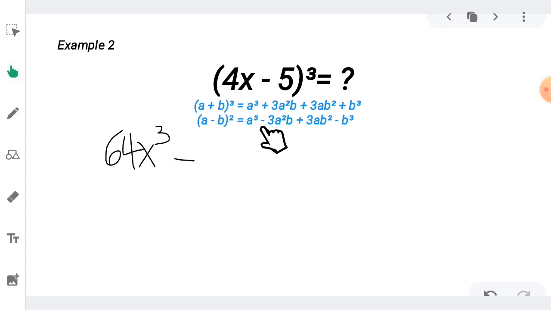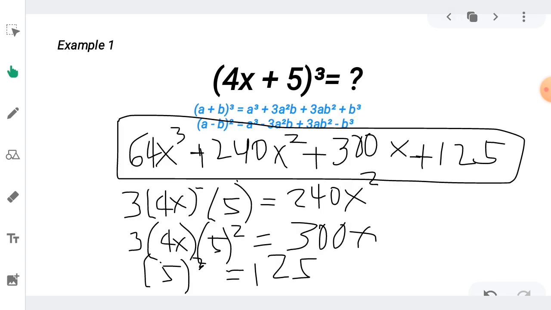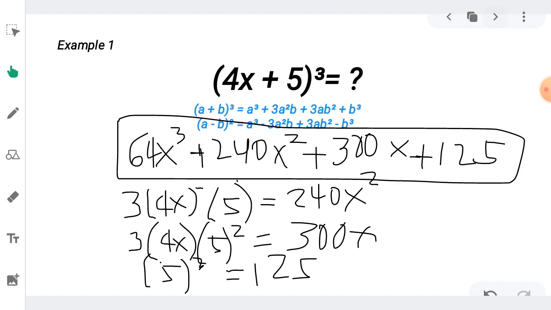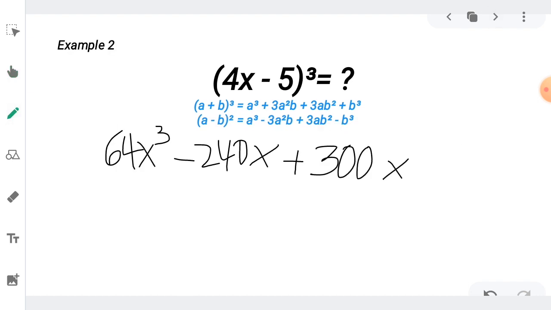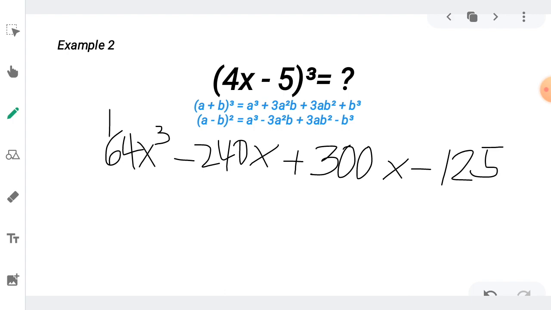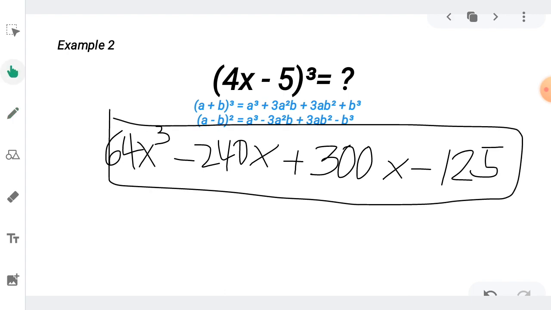And then, thrice a squared multiplied by b is equal to 240x. And then, plus. So, we are going to put plus. And then next is 3ab squared. So the value of our 3ab squared is 300x. And then next is minus. The value of our b cubed is 125. So the answer is 64x cubed minus 240x squared plus 300x minus 125.